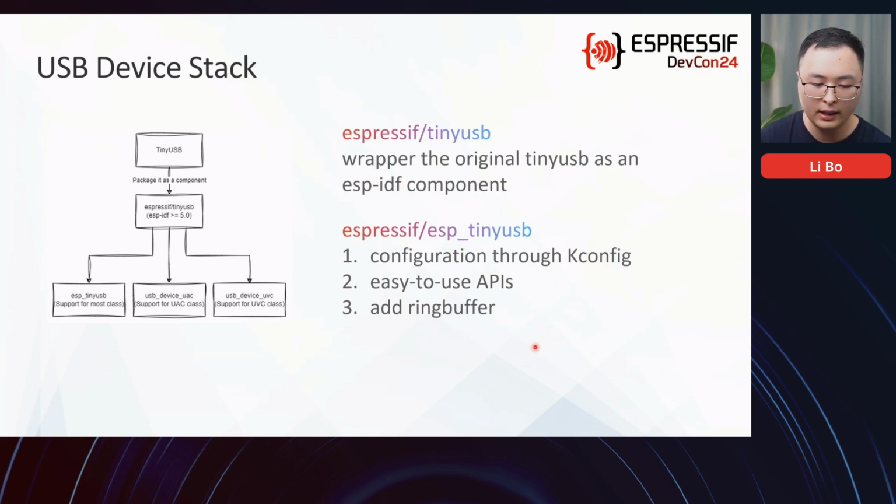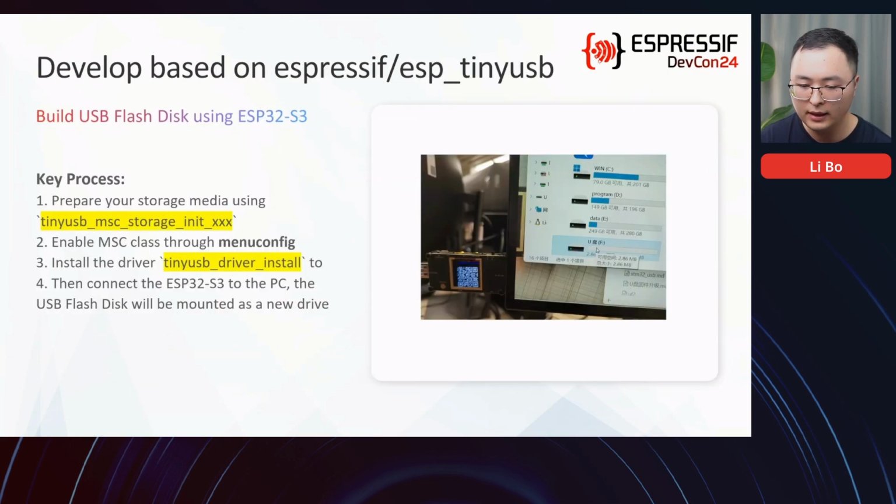And they also add some ring buffer to buffer some data for the users. Based on the ESP TinyUSB, there are also other specified function components like USB device UAC, especially for the UAC device, and the UVC especially for the UVC device. Let's take USB flash disk as an example.